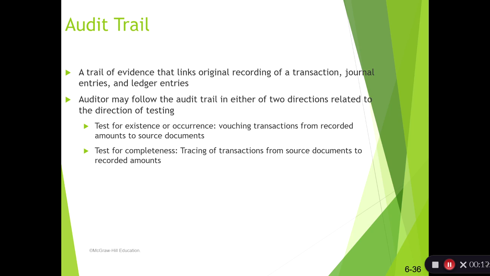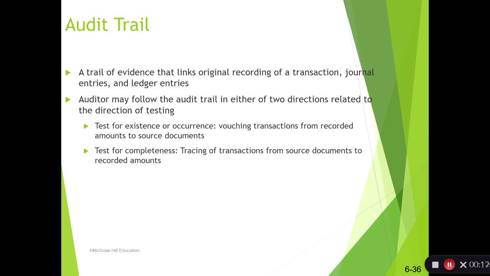So the audit trail, you can think about it as a pathway through the accounting cycle. If you remember the accounting cycle from your intro classes, right? So how can we go from source documents all the way through the journals, the subsidiary ledger, the general ledger, to the financial statements, right? How can we make it all the way through there?